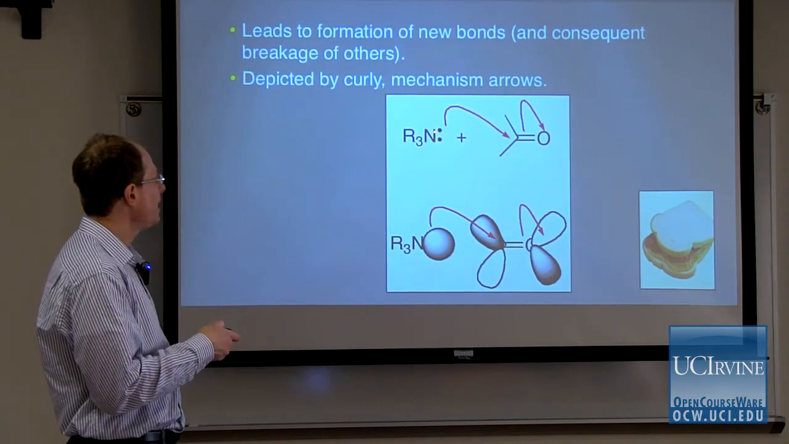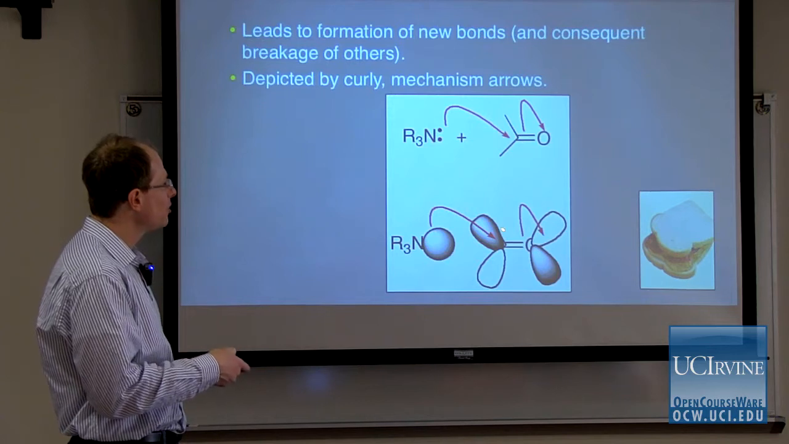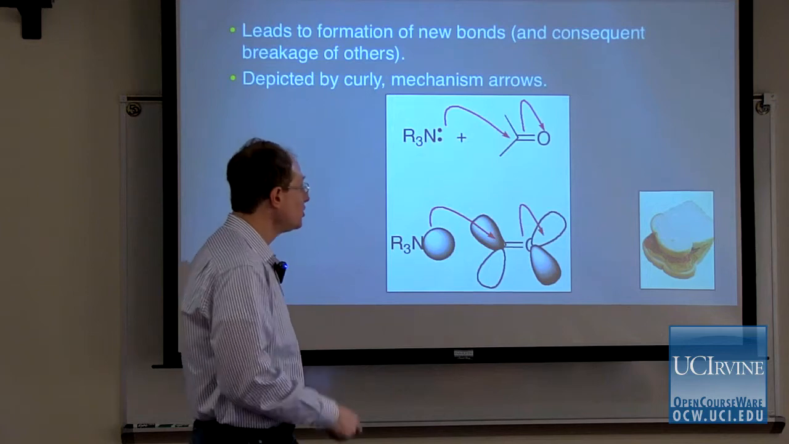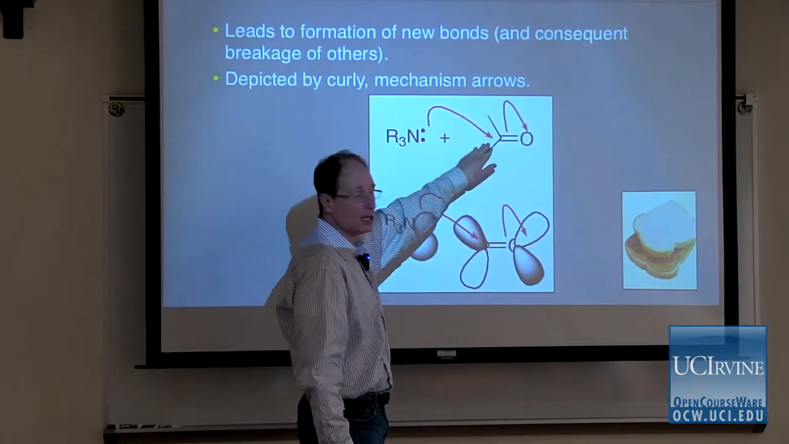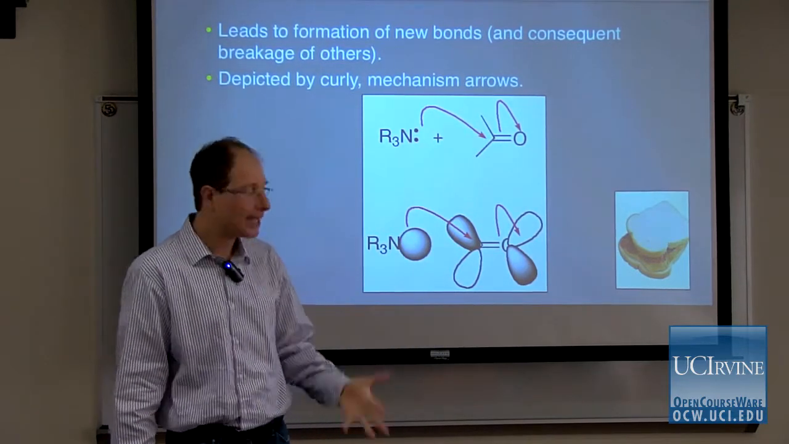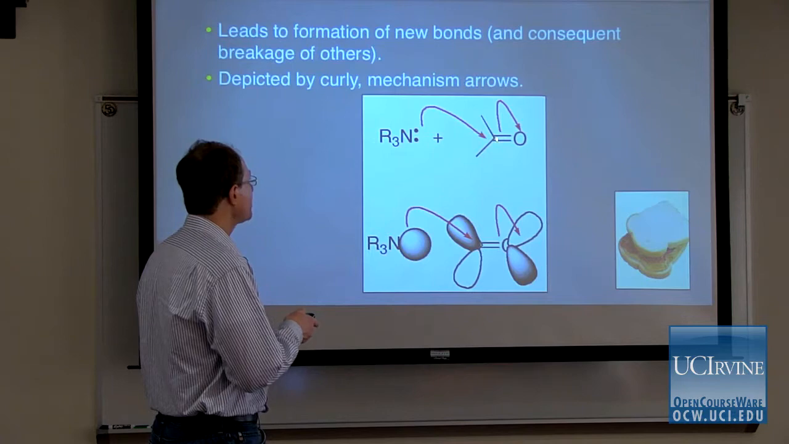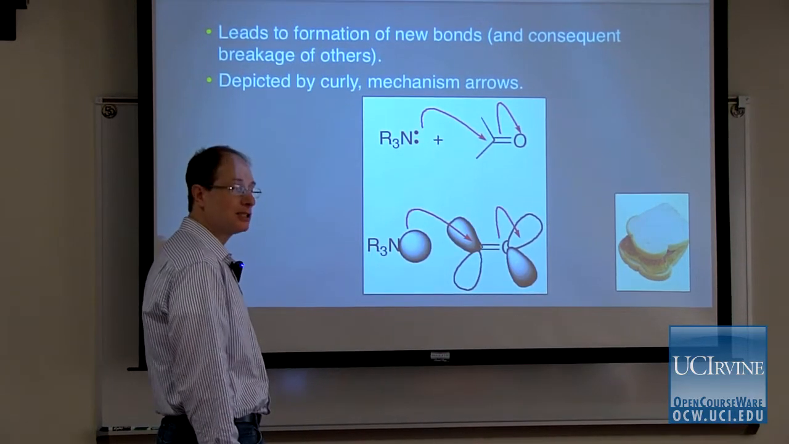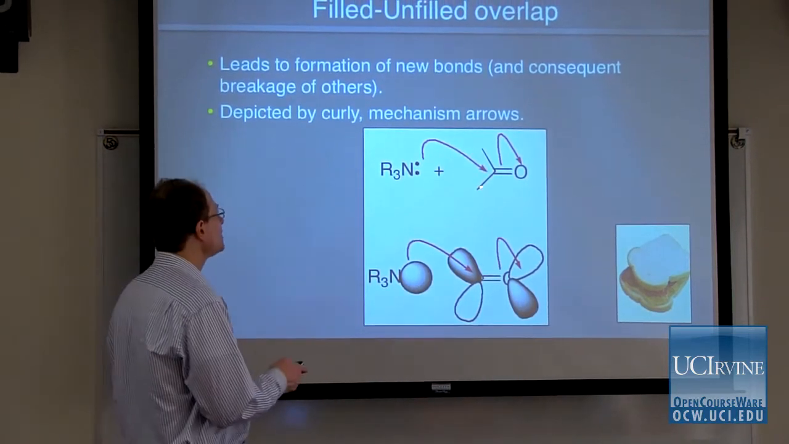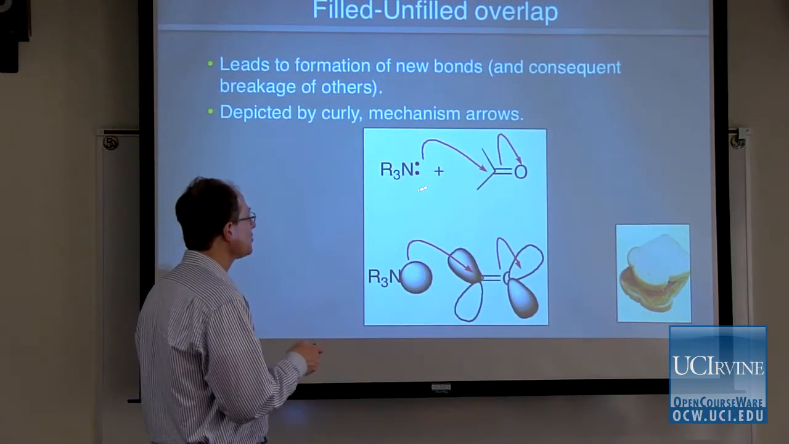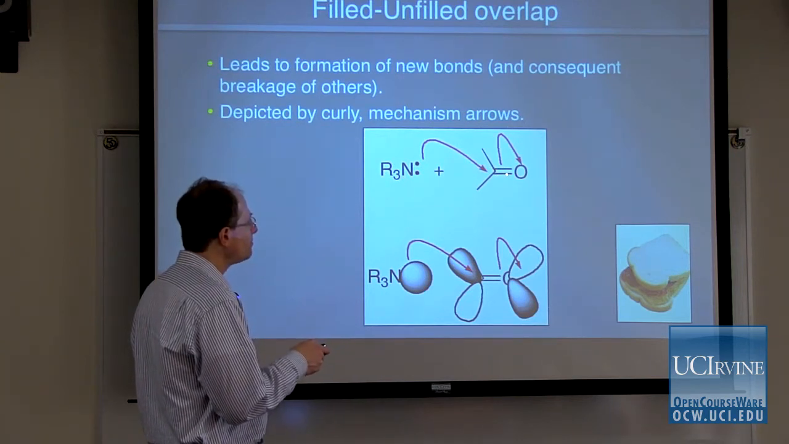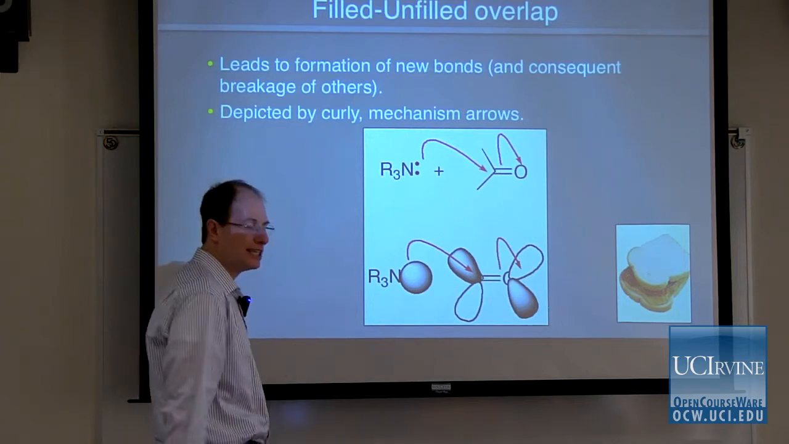Okay, so when this lone pair overlaps with the antibonding orbital of the carbonyl, the pi star orbital of the carbonyl, the result is a new covalent bond directed by this first arrow. Now, on the other hand, we know that this carbon can't have more than 4 bonds to it, and so 5 bonds would be disallowed. And so for this reason, in concert with this formation of a new bond, there's breakage of the pi bond between carbon and oxygen of this ketone.